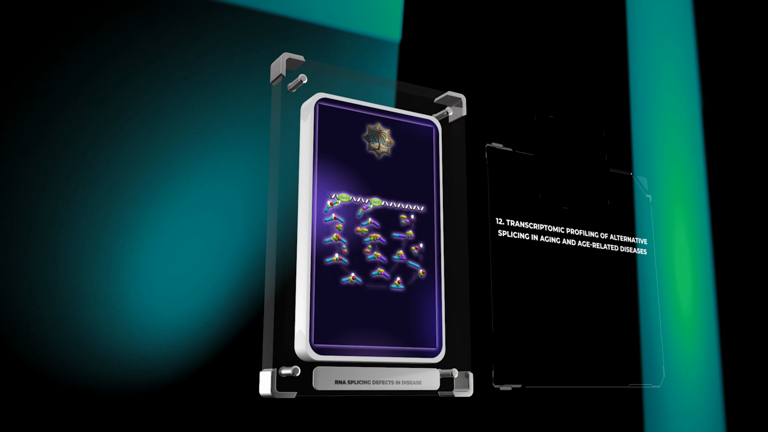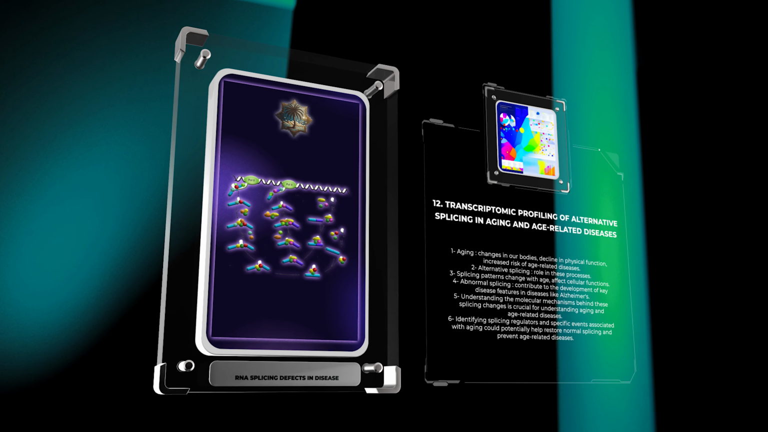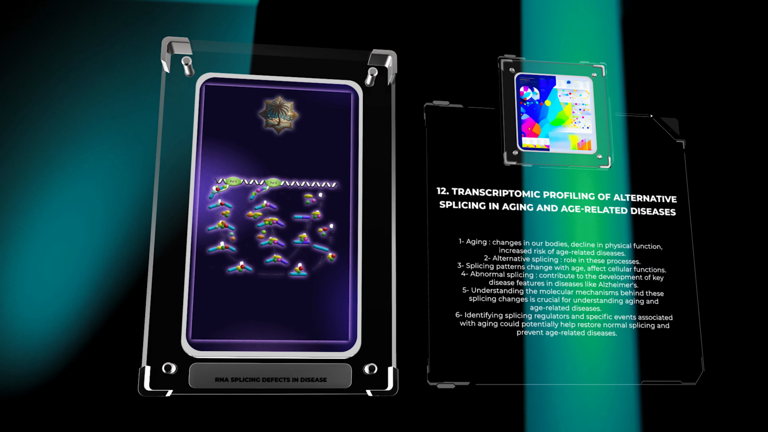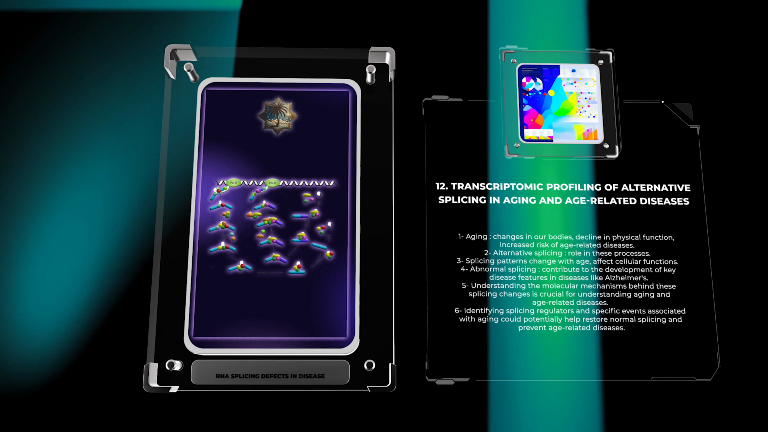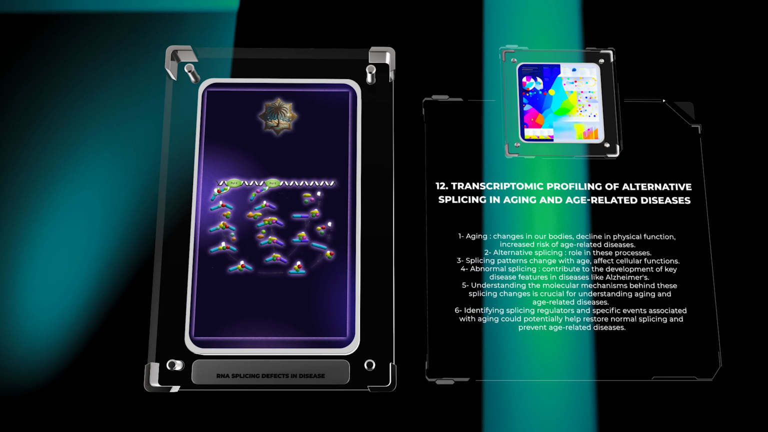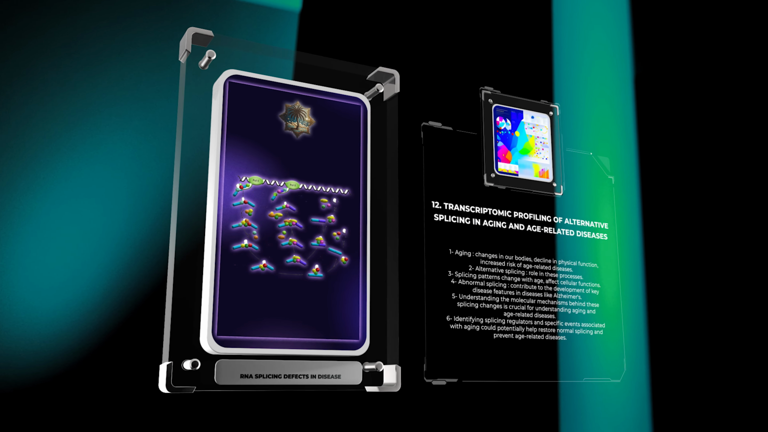As we age, changes occur in our bodies that can lead to a decline in physical function and increased risk of age-related diseases. Recent research has revealed that alternative splicing, a process that creates different versions of genes, plays a role in these processes. These splicing patterns change with age and have significant effects on cellular functions. In diseases like Alzheimer's, abnormal splicing can contribute to the development of key disease features.